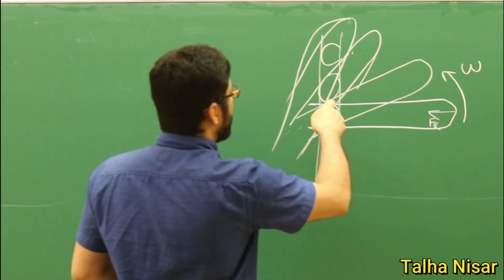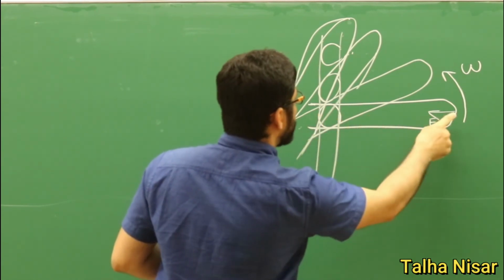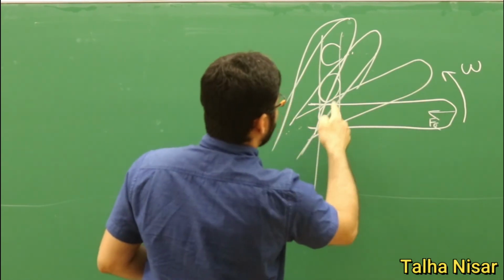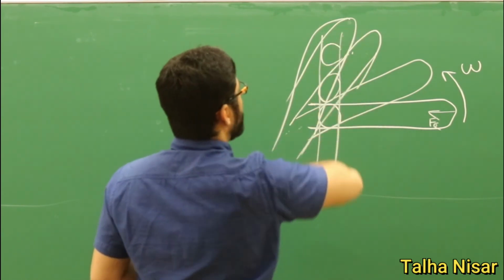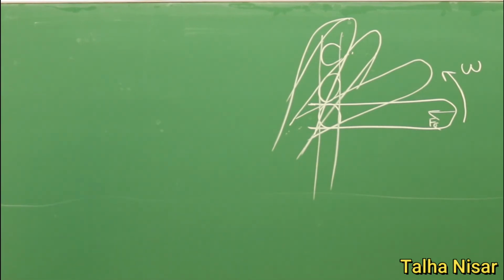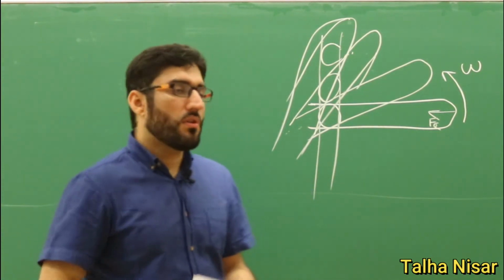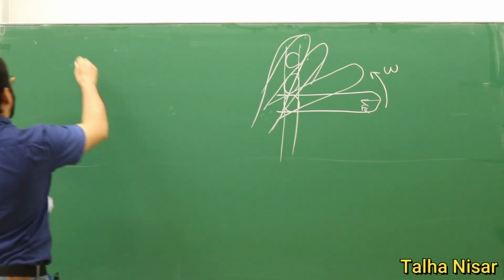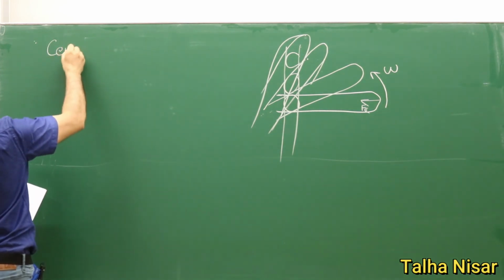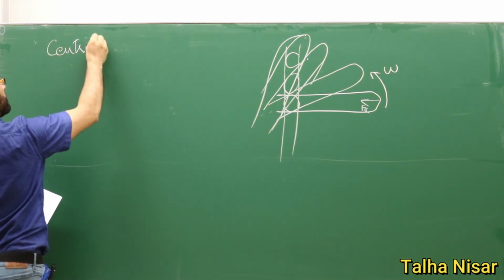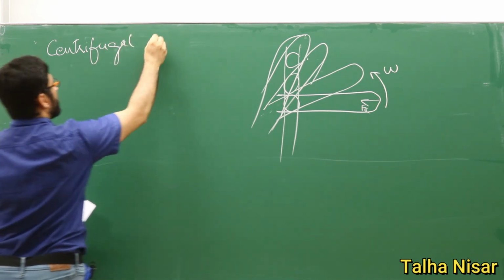But if there is nothing there, initially the marble goes towards the edge, and since we are rotating, it keeps going towards the edge of the test tube. So this is the concept behind the centrifugal force.